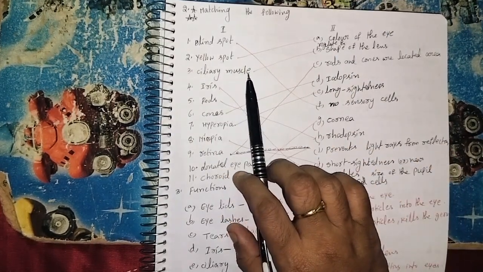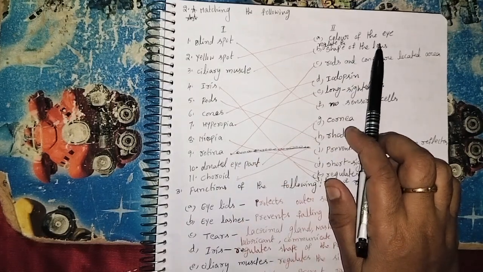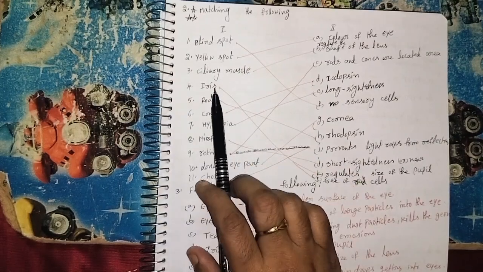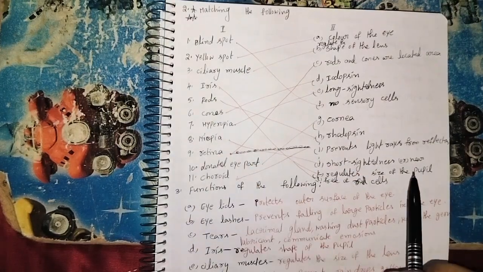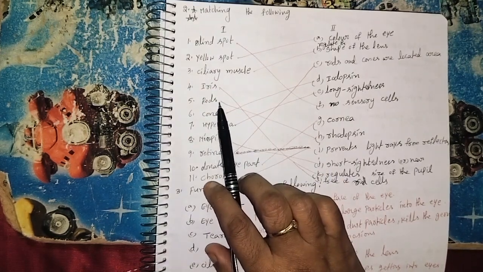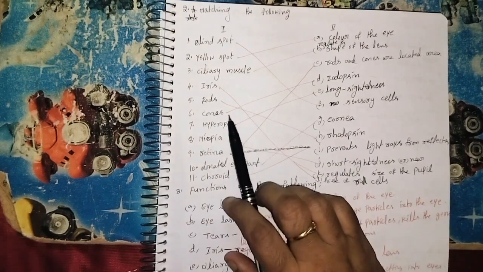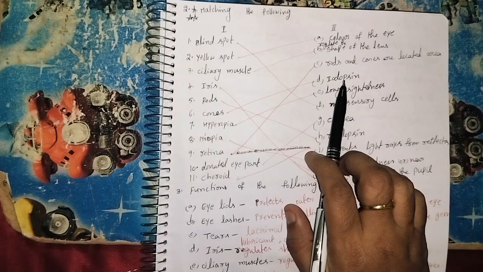Next, ciliary muscles. They regulate the shape of the lens. Iris regulates the size of the pupil. Next, rods. Rods have the pigment called rhodopsin. And cones have the pigment called iodopsin.